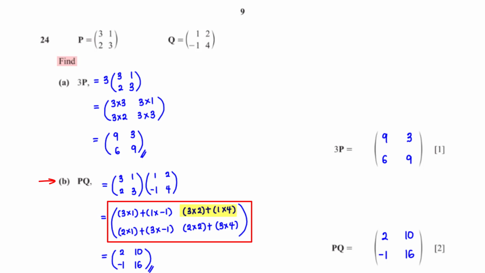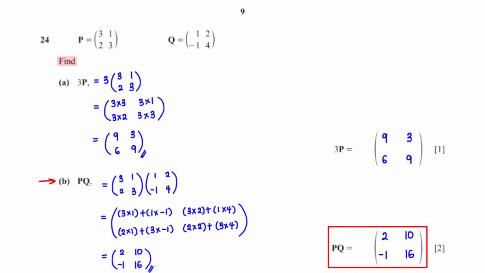To get the element in this position, we multiply the elements in row 1 of the first matrix with the elements in column 2 of the second matrix. So 3 times 2 plus 1 times 4 gives us 10. To get the elements in this position, we multiply the elements in row 2 of the first matrix with the elements in column 2 of the second matrix. So 2 times 2 plus 3 times 4 gives us 16. So we have PQ equals 2, negative 1, 10, 16.